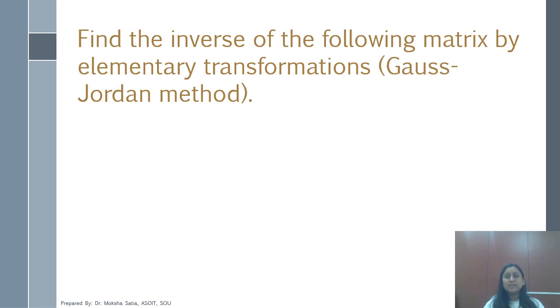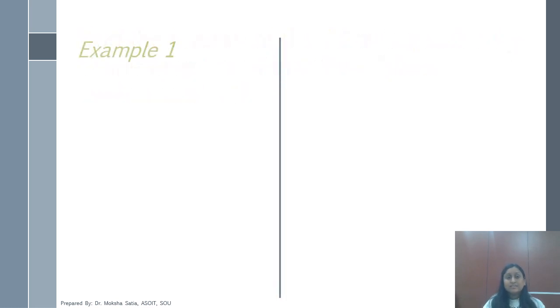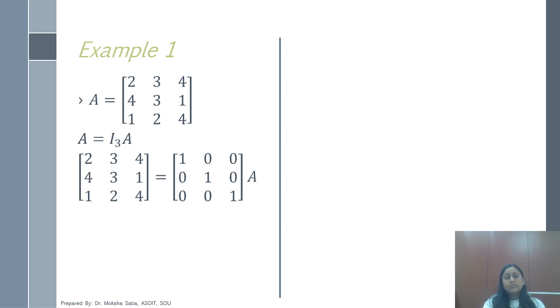So now let's find the inverse of the following matrix by elementary row transformation, which is none other than the Gauss-Jordan method. Now let's see example 1. For that, we have the matrix 2, 3, 4; 4, 3, 1; 1, 2, 4. As we know, A equals IA, but here A is of order 3, and that's why I have taken the identity matrix of order 3, which makes A equals I3A. Now putting the matrix in place of A on the left hand side and I3 on the right hand side, we have 2, 3, 4, 4, 3, 1, 1, 2, 4 equals 1, 0, 0, 0, 1, 0, 0, 0, 1 times A.